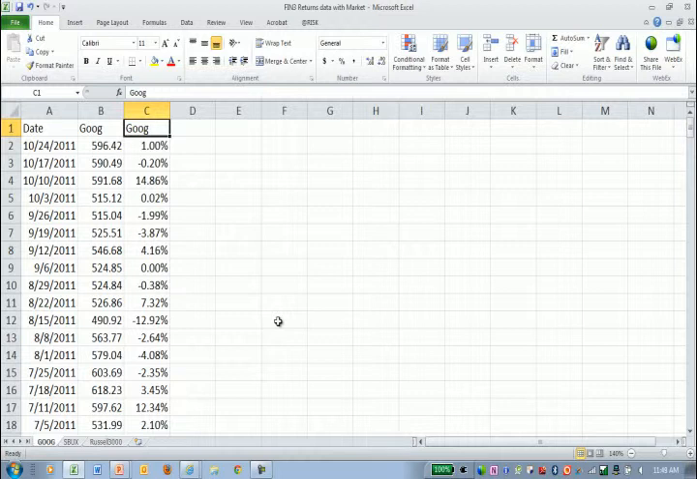Why do we have to turn this into returns? Because that's what the data requires. We're trying to figure out when Google is up 10%, what is the market doing and vice versa. So I've now got my Google figures, right? Now what do I need? I need to know what the market's doing during each of those weeks.